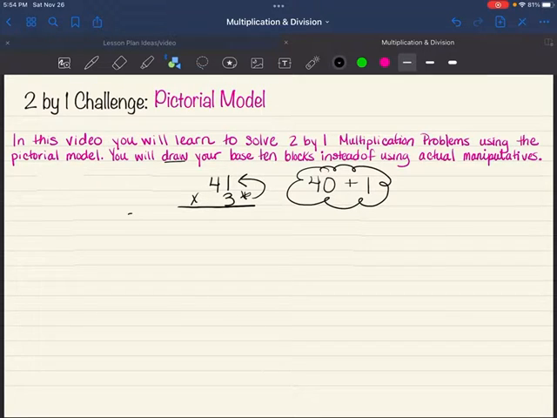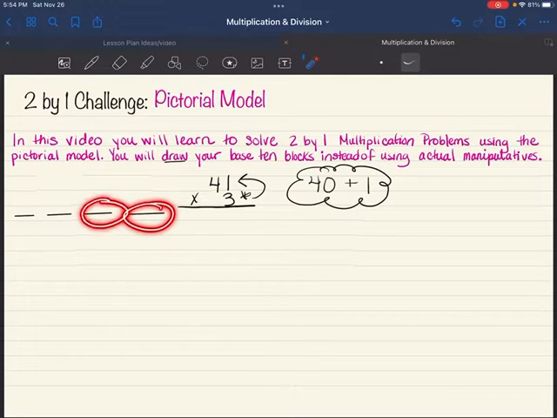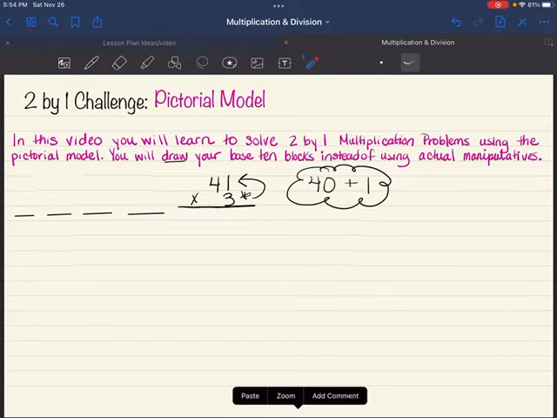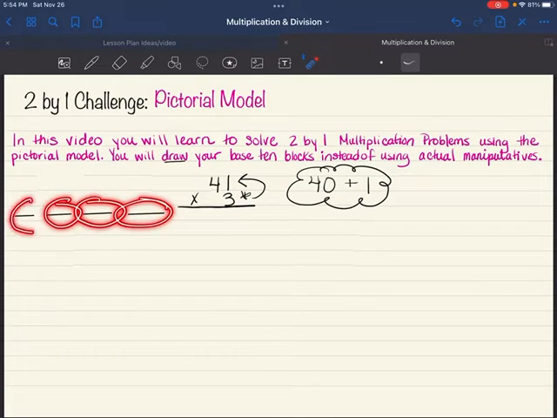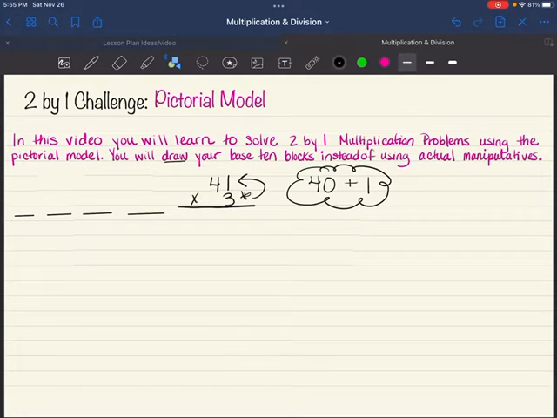So here's a base 10 block, here's a base 10 block, here's a base 10 block, and here's one. So if I count that up, it's going to be 10, 20, 30, 40. But it's times 3. So I need 3 groups of 10, 20, 30, 40. So let me go ahead and draw that. Okay, so I got that all taken care of.